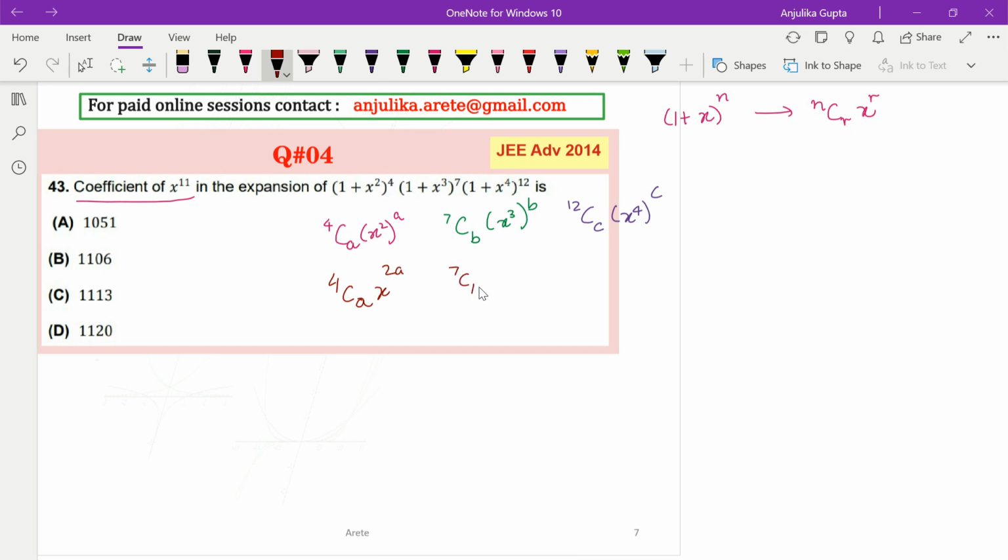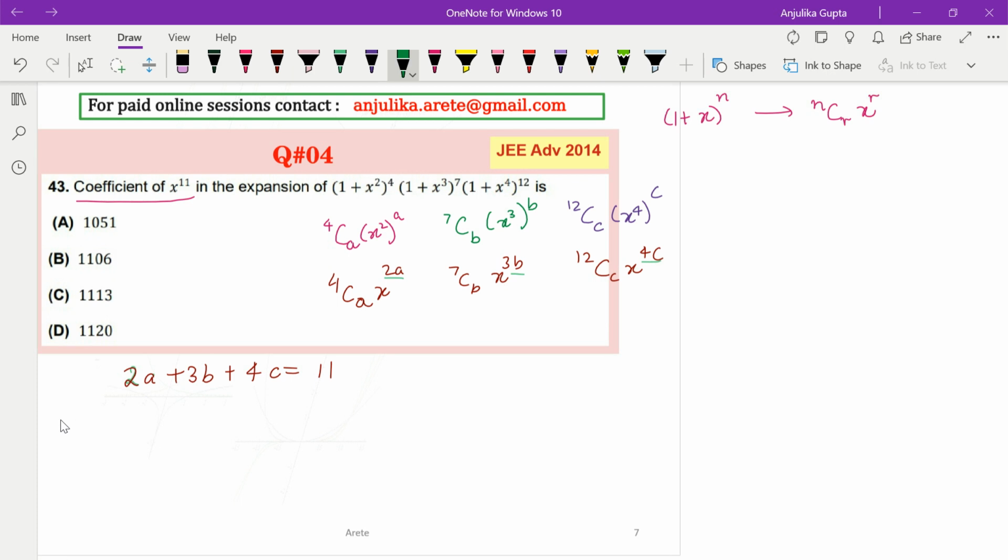Here you are going to get x to the power 3b, and here you are going to get 12Cc, x to the power 4c. Now what we need is that the powers should add to give you 11. So let's do that. Now it's normal arithmetic which you have to do. So 2a plus 3b plus 4c is equal to 11. We can do hit and trial, the numbers are not big at all.